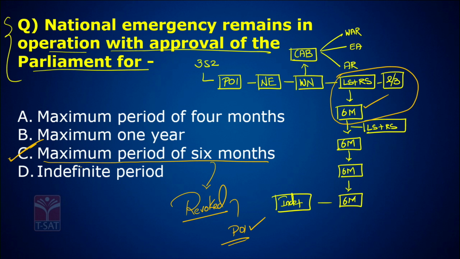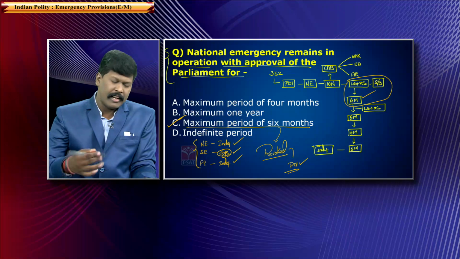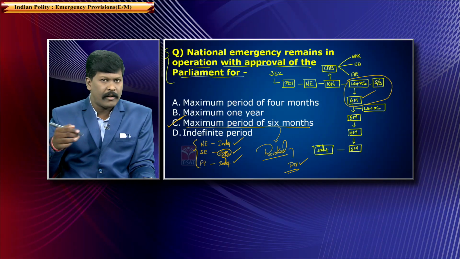Now, just to understand, let me tell you one more point. The national emergency, with the help of renewal, can be continued for an indefinite period. Every 6 months, it has to be renewed. The state emergency, maximum 3 years. Financial emergency, once approved, continues for an indefinite period. No renewal is needed every 6 months. Automatically indefinite period.